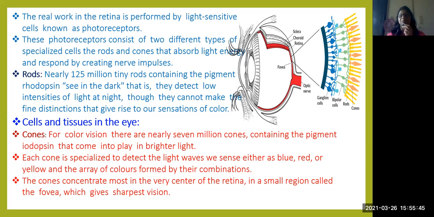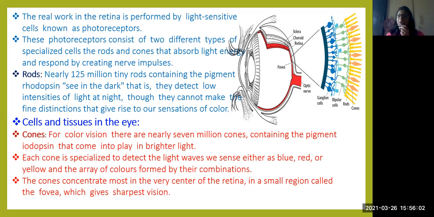125 million rods containing the pigment rhodopsin. The rods' pigment consists of what? Rhodopsin. And these rods are important to see what during the night time? That means in the dark.